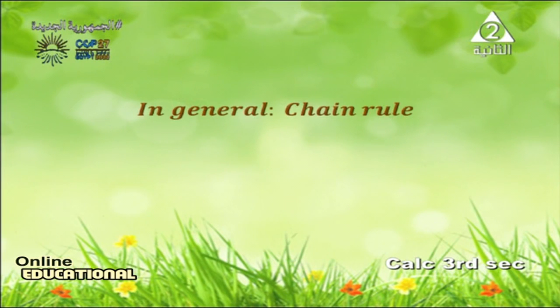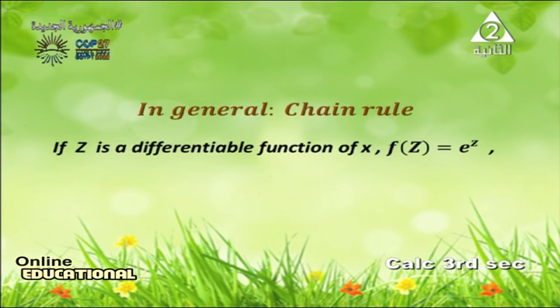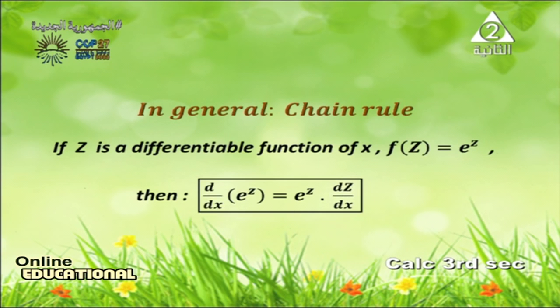In general, chain rule: if z is a differentiable function of x and f of z equals e to the power z, then the derivative of e to the power z with respect to x equals e to the power z multiply dz dx, by using chain rule.